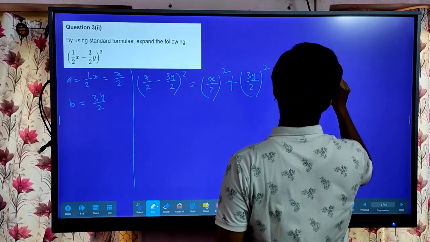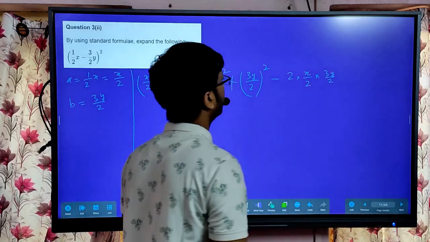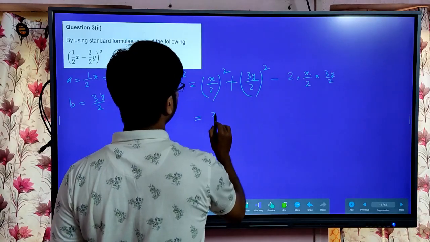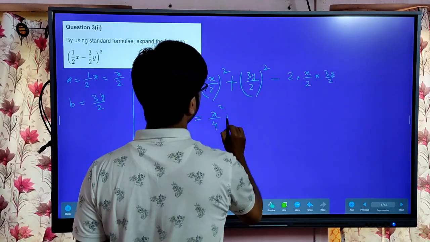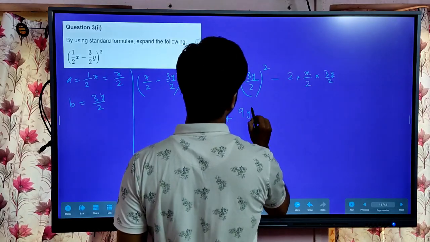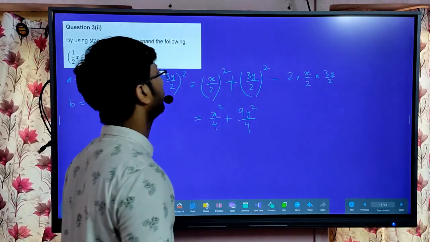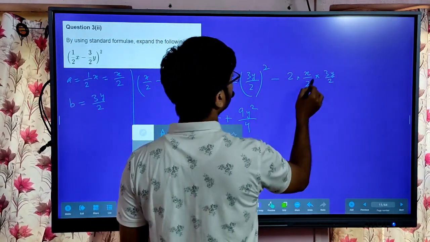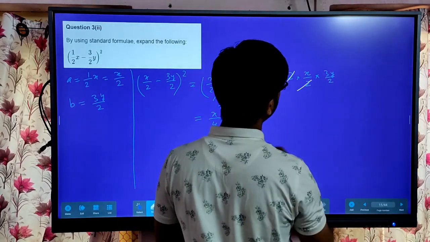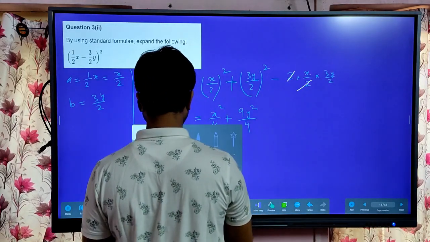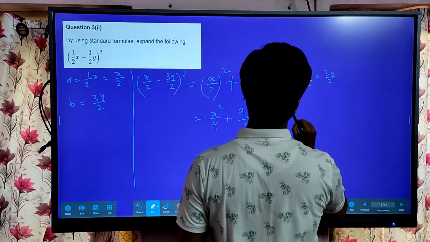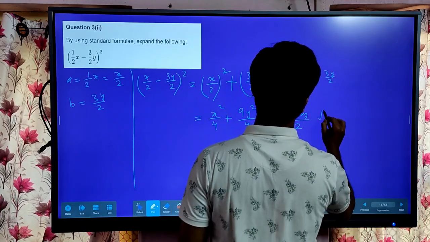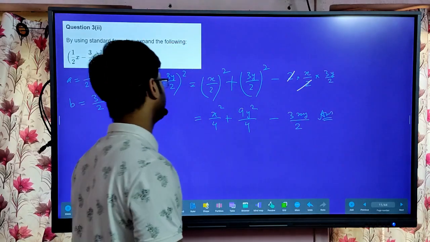Into 3y by 2. So 2ab. Let us see what happens. It is x square by 4 plus 9y square by 4. The 2 and 2 will get cancelled out, and this 2 will remain. So it will be minus 3xy by 2. This will be your answer.